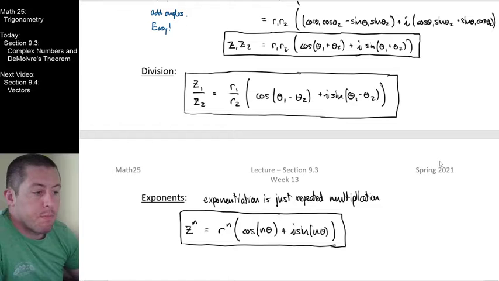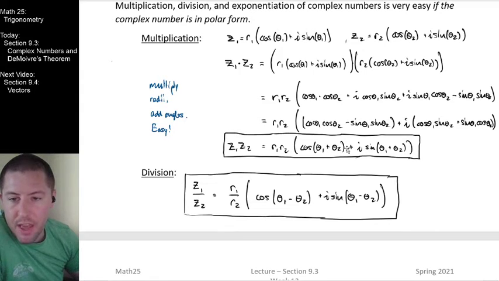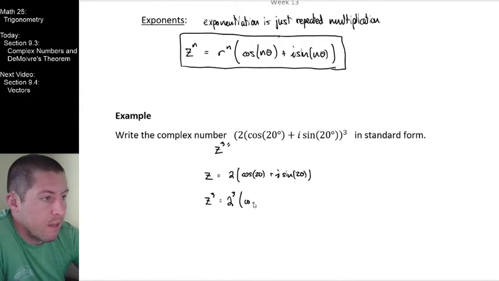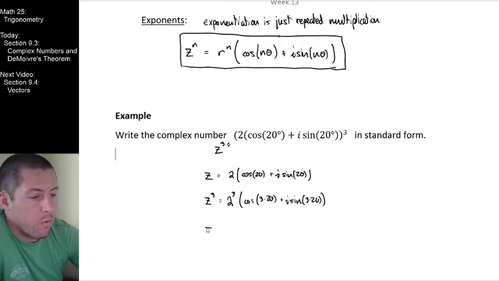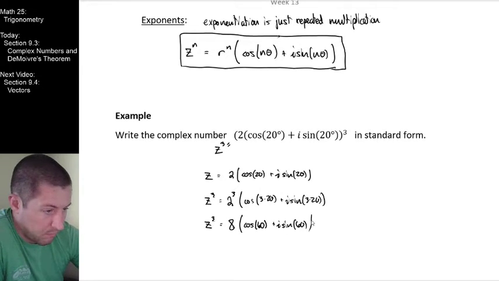And we know that that follows because just like exponentiation is repeated multiplication, multiplication is repeated addition. And here's the addition that we're repeating right there. So that says to me we should be doing cosine of 3 times 20 plus I sine 3 times 20. And we're basically done. This is 8 on the outside. This is a cosine of 60 plus I sine of 60.